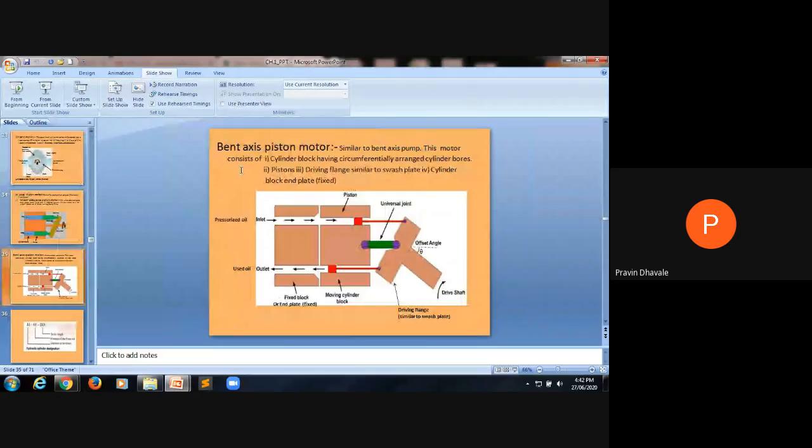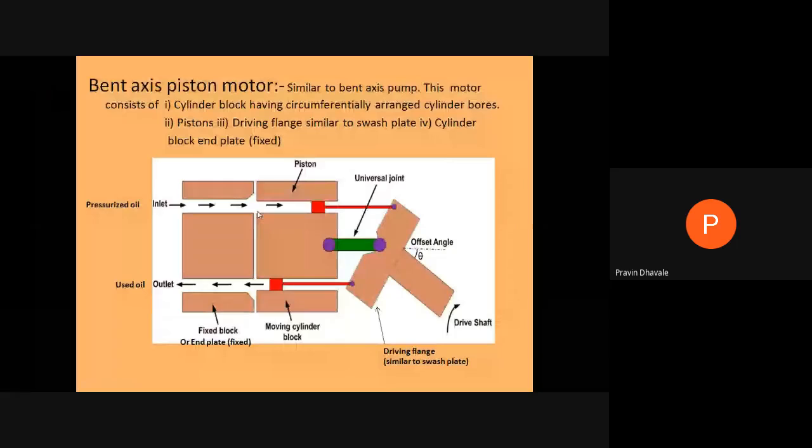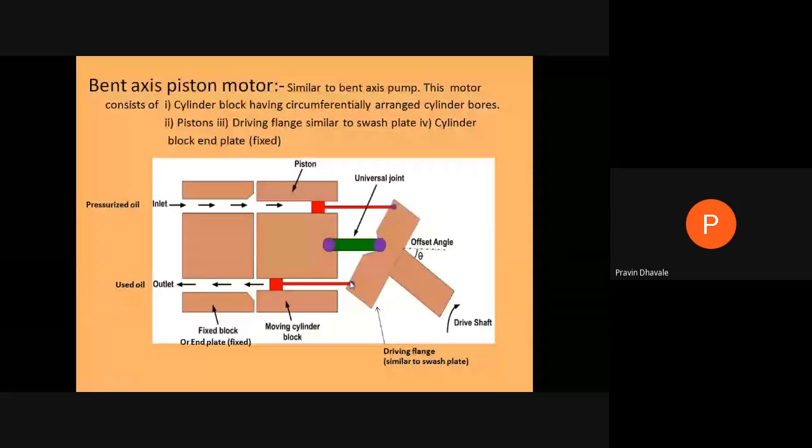See, this will be the motor we have seen, but in the case of a pump, what change have we made? This will be the flange, right? And this will be the drive shaft, and there will be an offset angle, right? When this drive shaft is rotating in a certain cylinder passage, if you observe these two positions, this flange will be at the outermost position, and this side of the flange will be at the innermost position with respect to this moving cylinder block, right? And this one will be a fixed cylinder block, right?